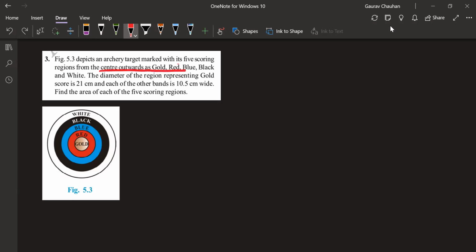Marked from the center towards as gold, red, blue, black, and white. The diameter of this region representing the gold score is 21 centimeter. You good with that? Let's write this as, so this is diameter. Diameter of gold one is 21 centimeter. So what will be the radius of the gold one? Yeah, 10.5. You can write 21 by 2 also. It will be easier for you to cancel it later.